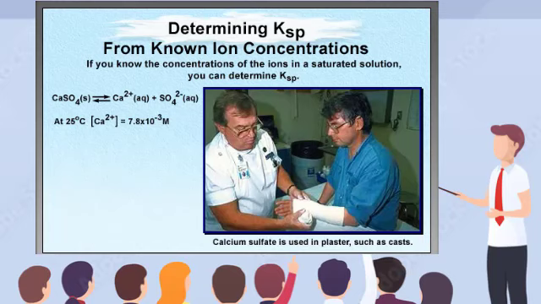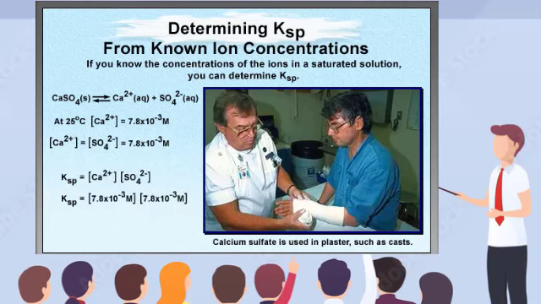Therefore, the concentrations of calcium and sulfate ions are equal. Since the ion concentrations are equal, the sulfate ion concentration must also be 7.8 times 10 to negative 3 molar. Insert the concentration of 7.8 times 10 to negative 3 molar into the KSP expression for each ion and multiply to solve for KSP. You have now determined that the solubility product constant for calcium sulfate is 6.1 times 10 to negative 5.